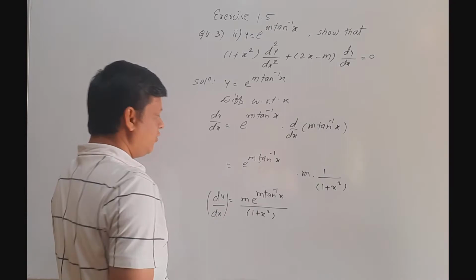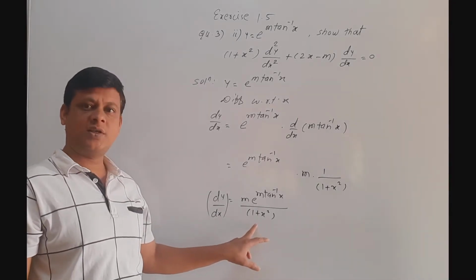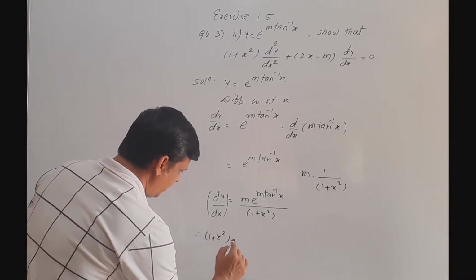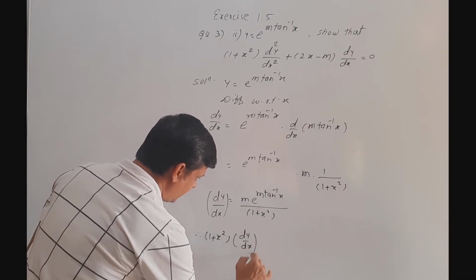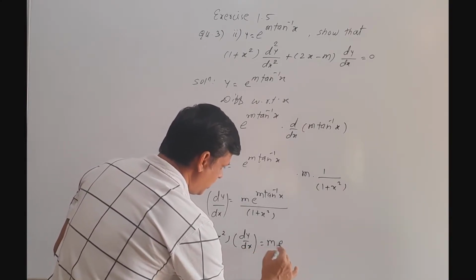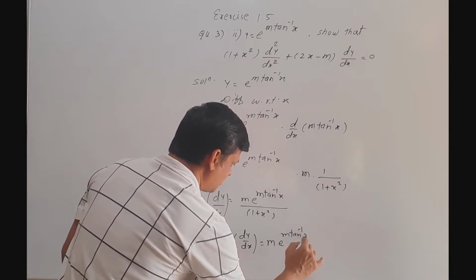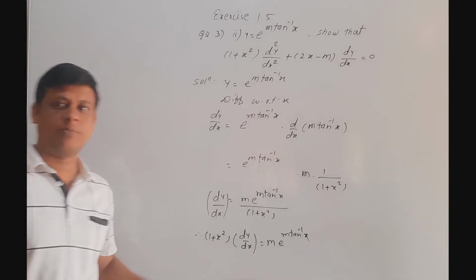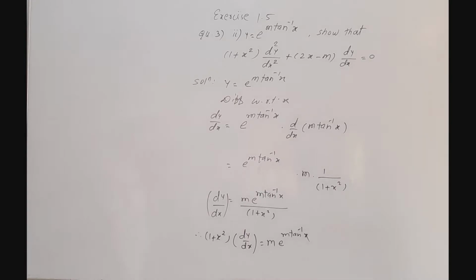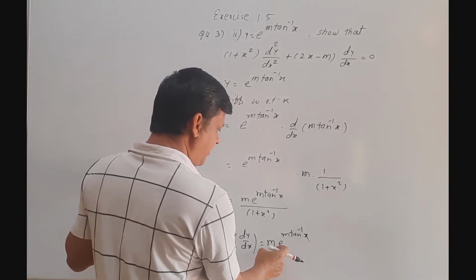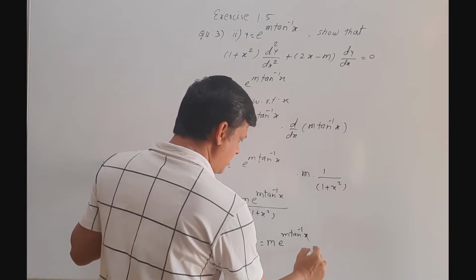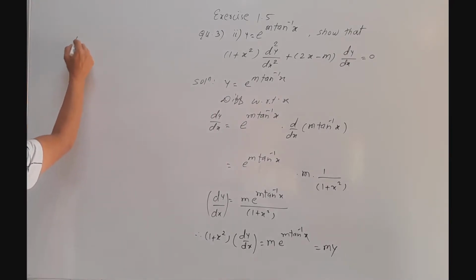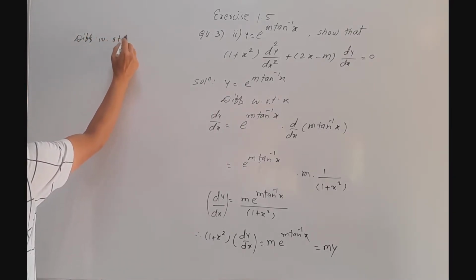Now we have to find d2y by dx2. So for that we transfer this 1 plus x square to the left hand side. So right here, therefore, 1 plus x square into dy by dx is equal to m into e raised to the power m tan inverse x. Now we differentiate this function with respect to x. So on the left hand side we have to apply the product rule, and for differentiating the right hand side we replace this e raised to the power m tan inverse x by y. So we differentiate m into y on the right hand side. So right here differentiate with respect to x.